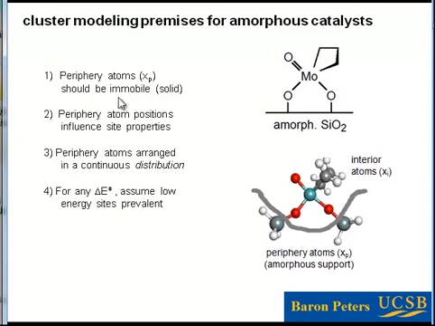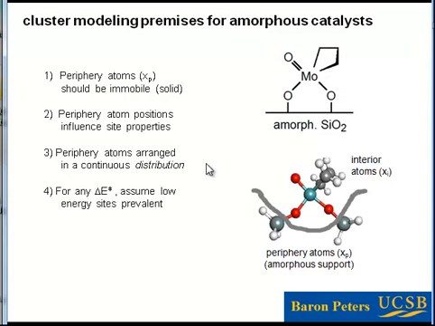Okay, so the second guideline is that these periphery atom positions, we know that they influence the active site properties. If I take this thing and I stretch these two silicon anchor points apart, I will end up with an active site that has slightly different properties.